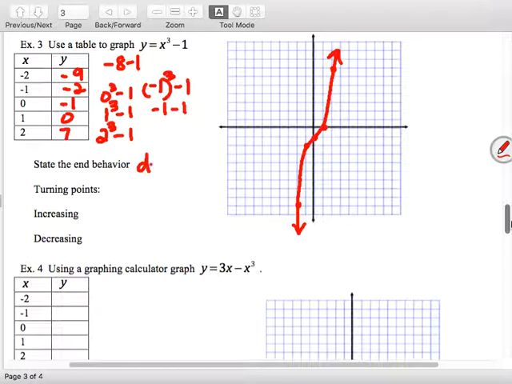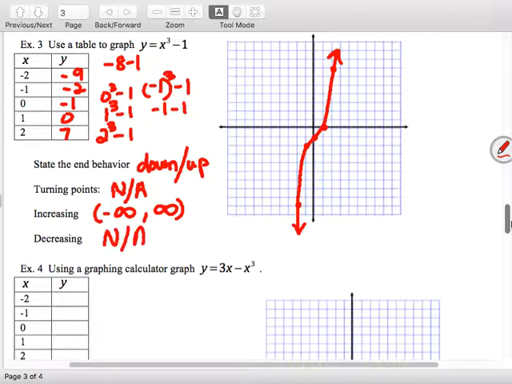Isn't the end behavior, on the left, it's down, and on the right, it goes up. There are no turning points. A turning point is a hill or a valley, okay? And then what I want you to notice, there's something called increasing and decreasing. If you were to eventually get into calculus, you do increasing and decreasing. Do you notice that the whole way this graph increases? It's just always going up. So this increases from negative infinity to infinity. And it does not decrease at all.